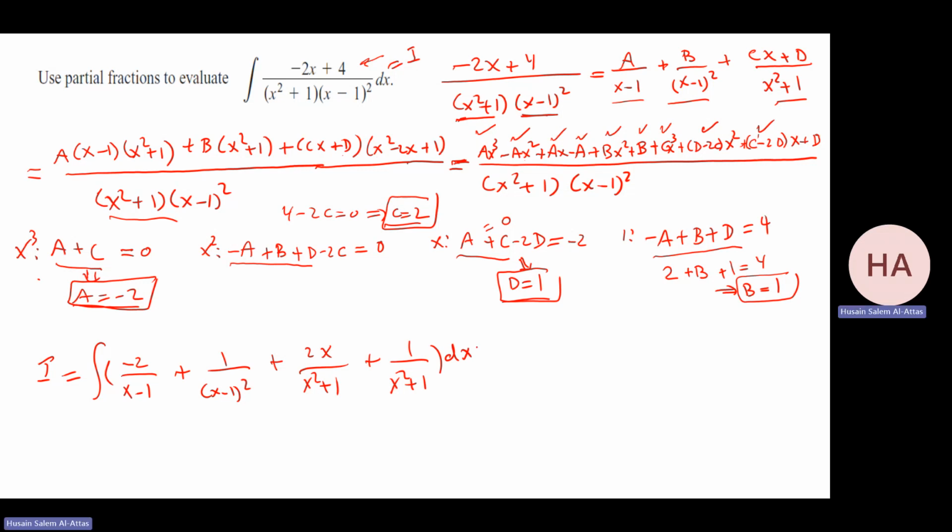Yes. So now do the integration. Minus 2 ln of x minus 1. This one is 1 over u squared, so it will be minus 1 over u, which is x minus 1. This one, this is u, this is du. So you have plus ln of x squared plus 1. And this is just tan inverse.